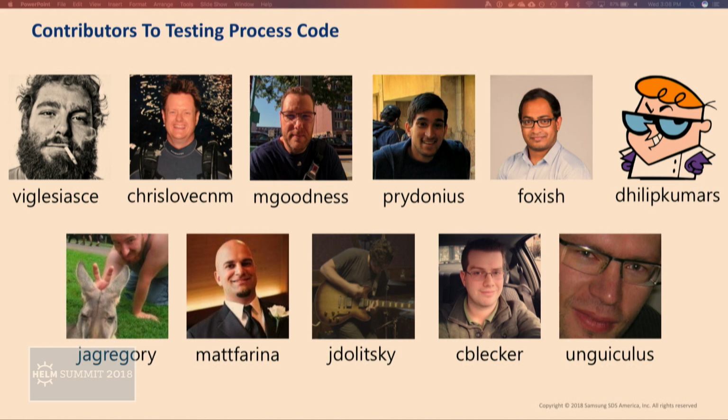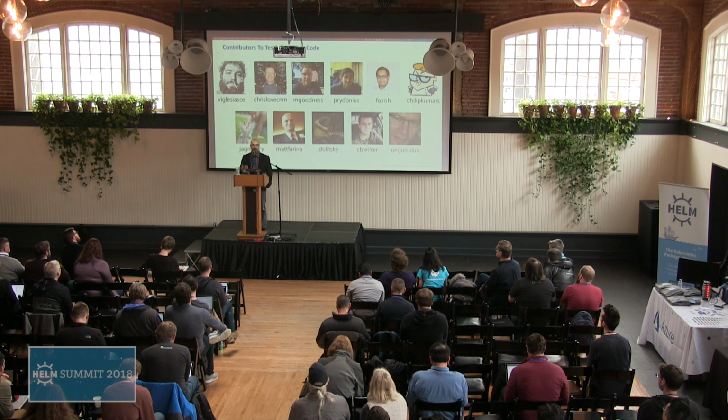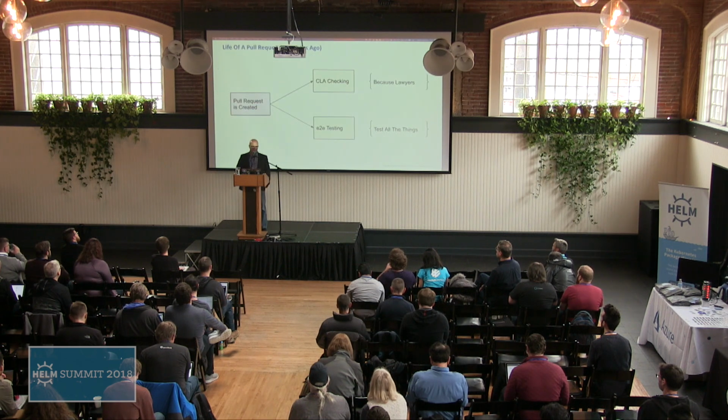Now, one of the things I'm going to talk about here is the lessons learned. So I'm going to talk about how the testing works, the tools we use and things like that, how it's changed over time, and why. Because I think the why is a really important thing to learn along the way. And so let's start by looking at the life of a pull request to the charts repo.